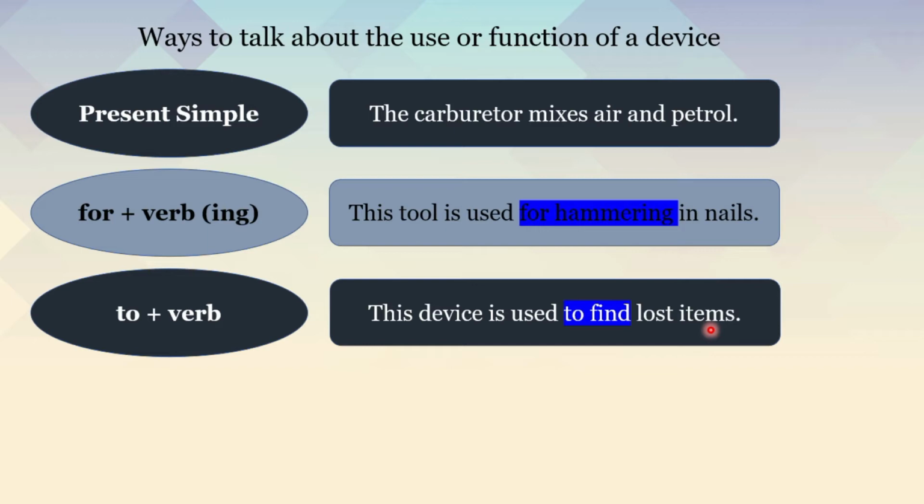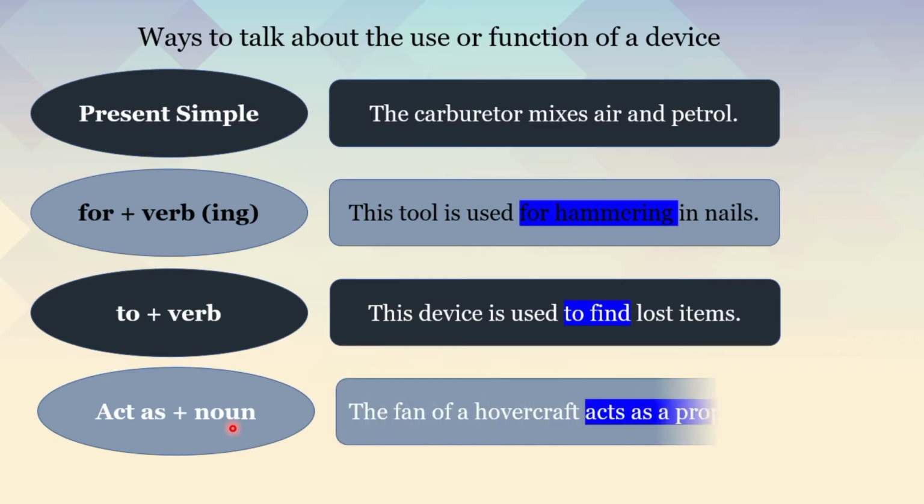The last way to talk about the use and function of a device we discussed in Unit 5 is act as plus a noun. We use this when the function of one object is like the function of another object. For example, the fan of a hovercraft acts as a propeller.